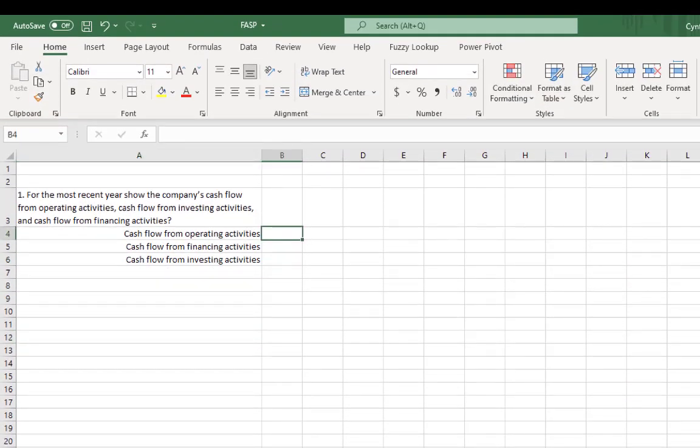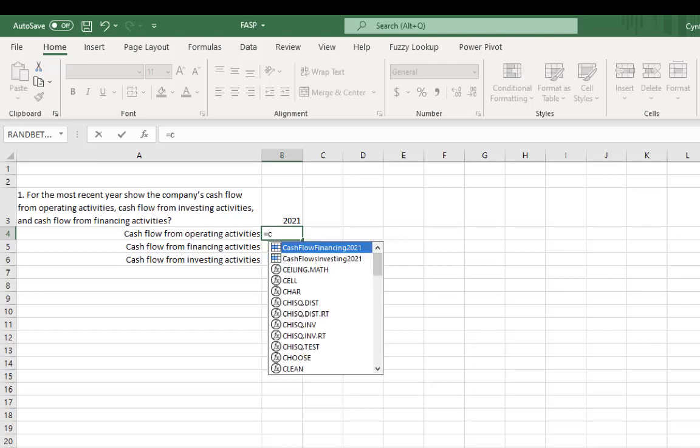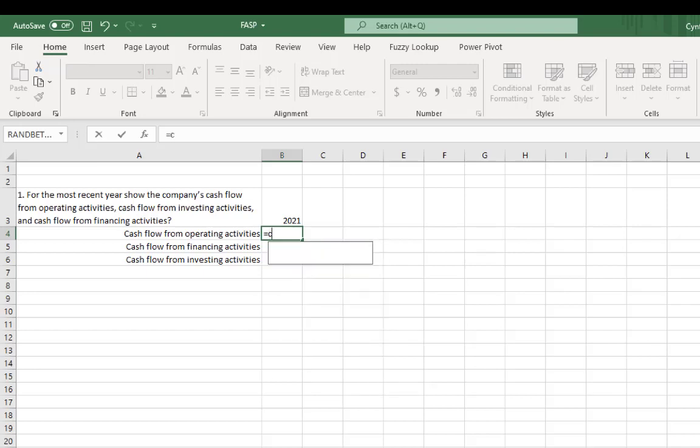And right here, I'm going to put 2021 because that's the year. In order to bring up that name, all I have to do is press the equal sign and start typing. I know I started with cash flows. So notice I have cash flows. Oh, see what I did? I did this different, but that's okay. It came up anyway. Instead of doing cash flows operating, I did operating cash flows. That's okay. I can tell what I did.